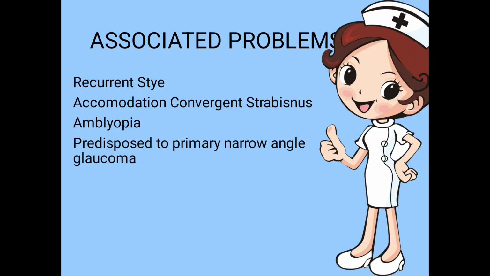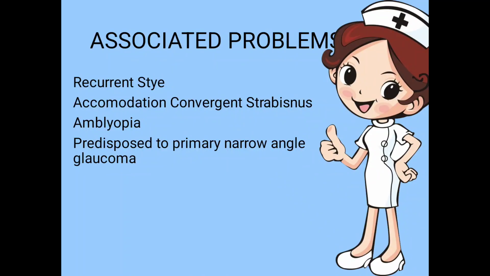Accommodative convergent strabismus. The patient can accommodate a lot, due to which convergent strabismus will be there. Misalignment of both the eyes, and you can see that the patient is looking at nearby objects. Both the corneas will be converged and can be seen nasally. Okay, esotropia you can say.